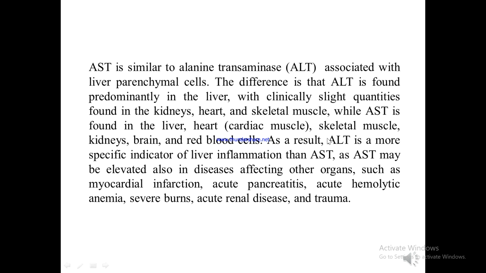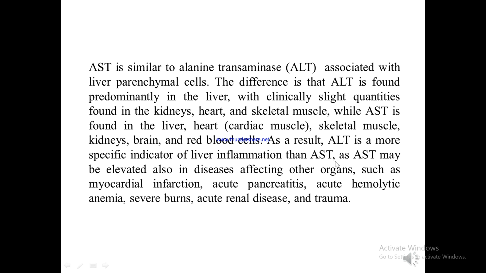So alanine transaminase is a more specific indicator of liver inflammation than aspartate transaminase, because aspartate transaminase can be found in equal amounts in liver, heart, kidneys, red blood cells, brain, and skeletal muscles. So it can be elevated in any abnormalities of these organs in different diseases, such as myocardial infarction, acute pancreatitis, acute hemolytic anemia, severe burns, acute renal disease, and trauma. So alanine transaminase is more specific than aspartate transaminase.